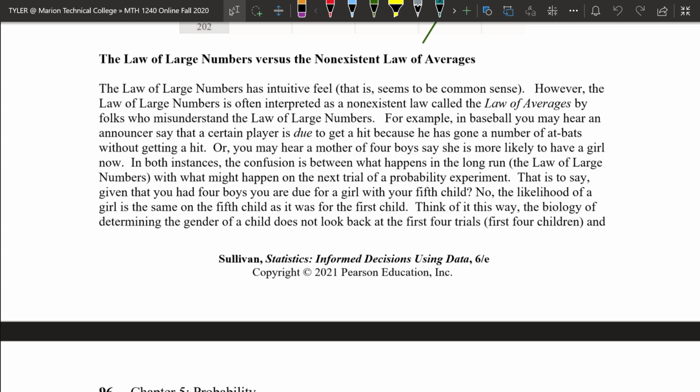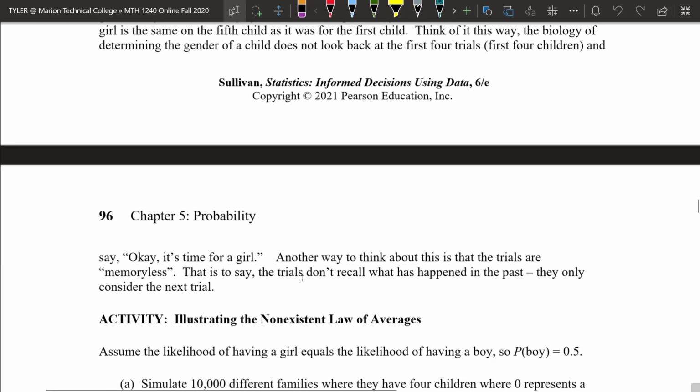Think of it this way. The biology of determining the gender of a child does not look back at the first 4 children and say, okay, it's time for a girl. Another way to think about this is that the trials are memoryless. That is to say, the trials don't recall what has happened in the past. They only consider the next trial.